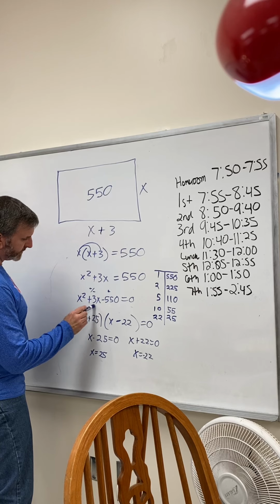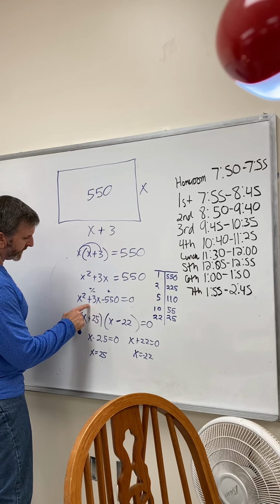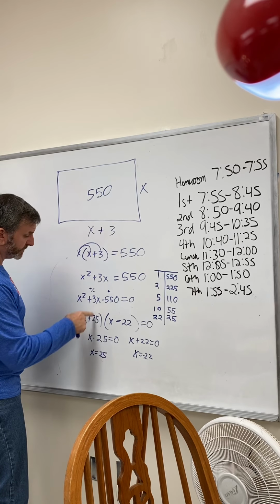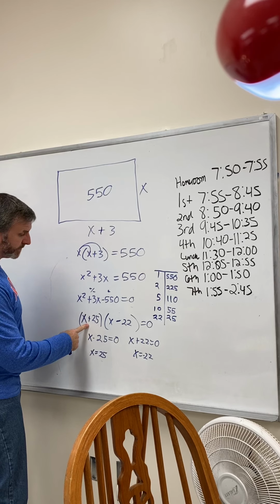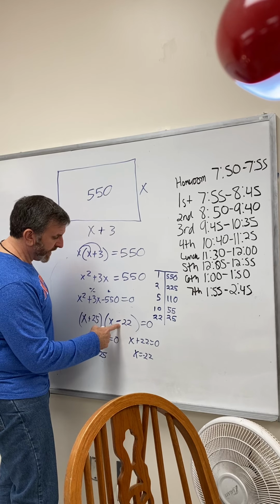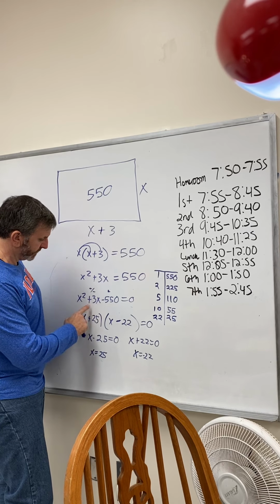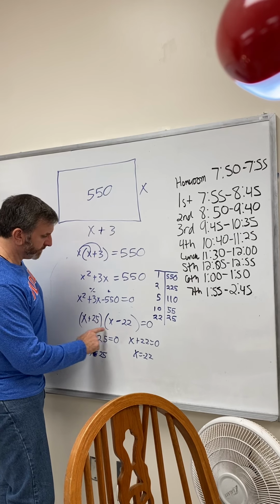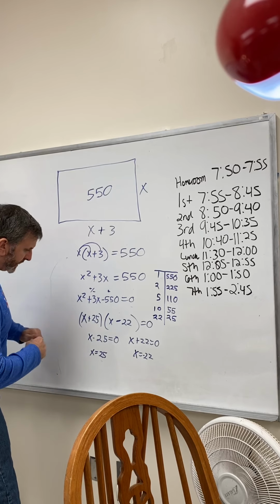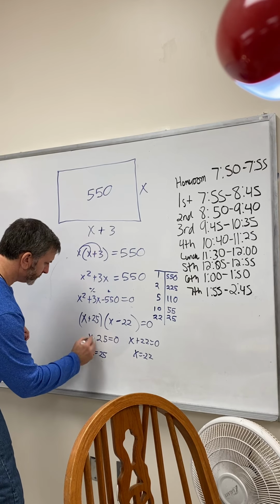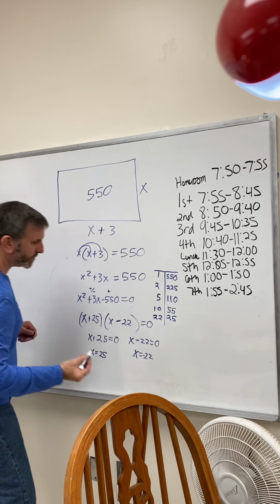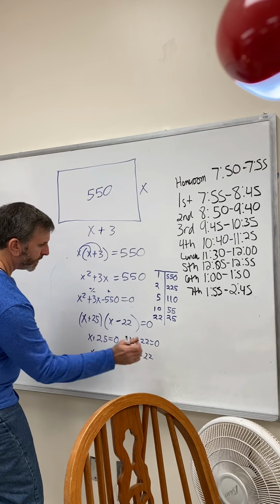Since this is positive, this sign here goes with the bigger factor, 25. Since this is positive, this is going to be positive. And because I'm multiplying and get a negative, I know that one of them is negative. So if this is positive, the larger factor gets the positive. That means the smaller factor gets the negative. So now I'm going to set both of these up to equal 0.